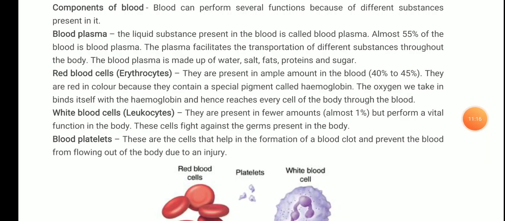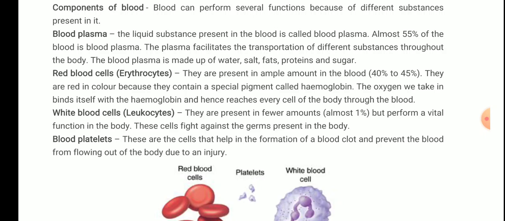So it is also the most important part of the blood, that is the red blood cells. Next one comes the leukocytes, that are WBCs, white blood cells. They are present in fewer amounts, almost 1%, but they perform a vital function in the body, and these cells fight against the germs present in the body.